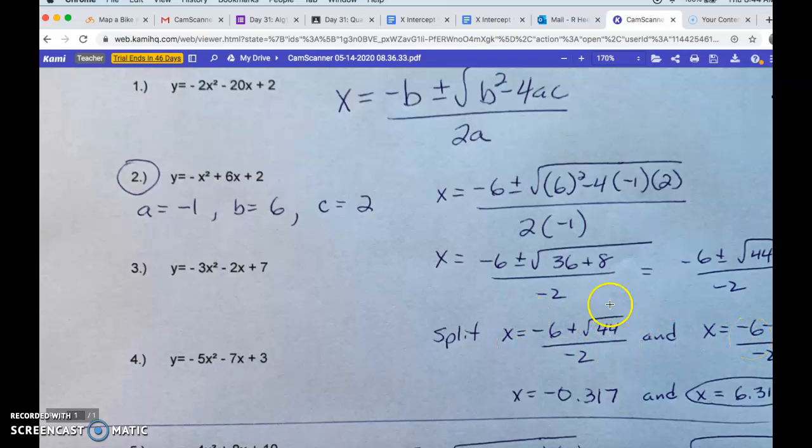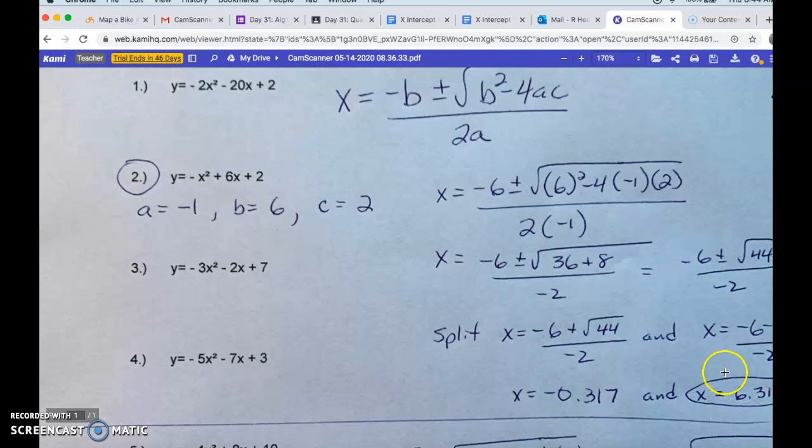When you do that, this left side is going to give you -0.317. And remember, for our application process, this is going back in time, so we wouldn't really consider this. But you do want that for today's answers because it will be listed. But the real answer, this is 6.317. That is your positive answer. That's the time that the object would get back down to the ground.